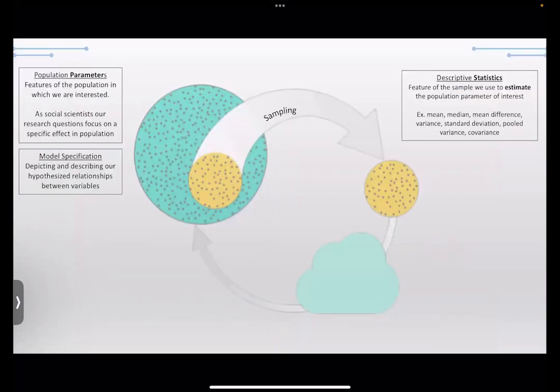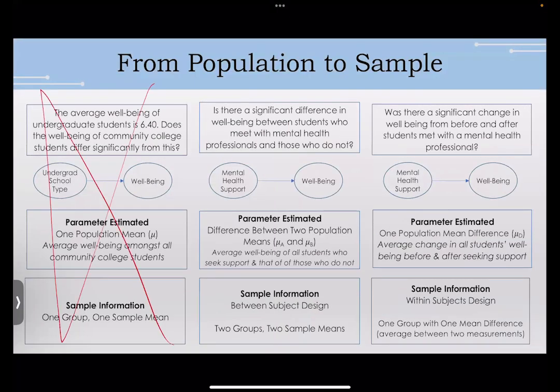Now we can go from population to sample. We're not going to worry about one sample for the sake of time, but let's talk about the things we've done since the midterm. So if we're interested in estimating the difference between two population means, we're talking about a between subject design, right? The difference is between subject.